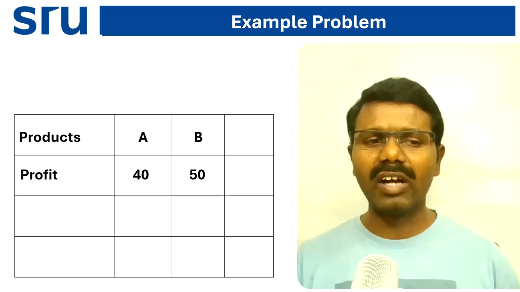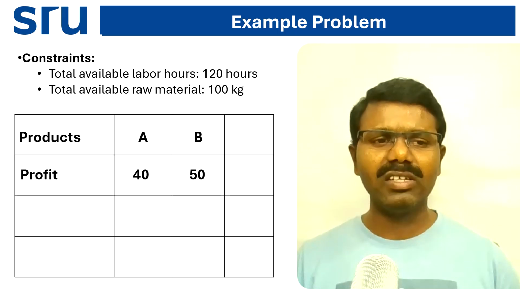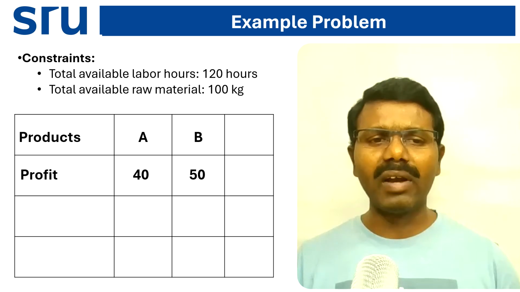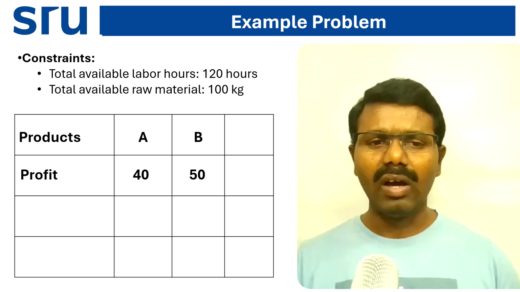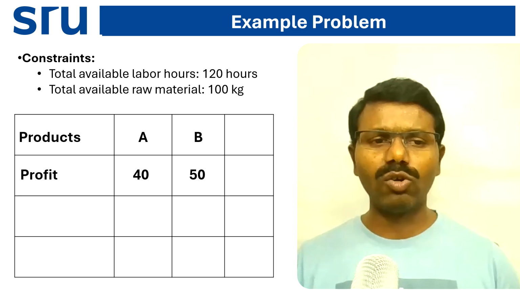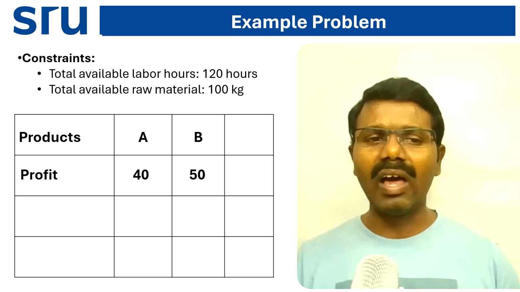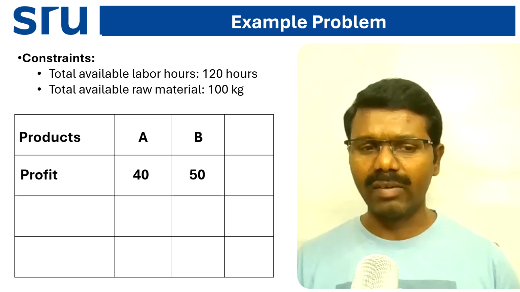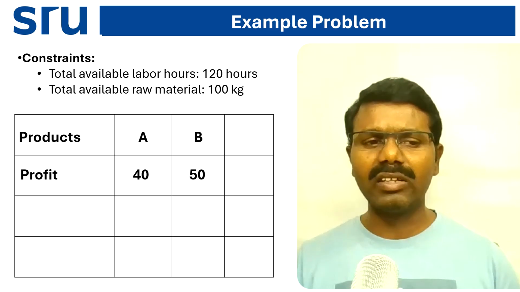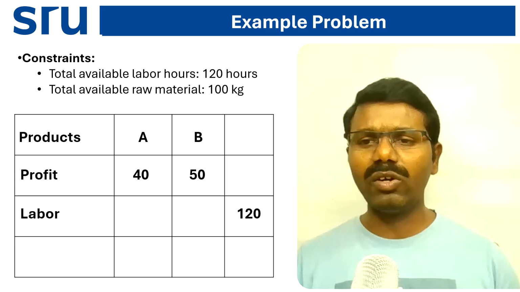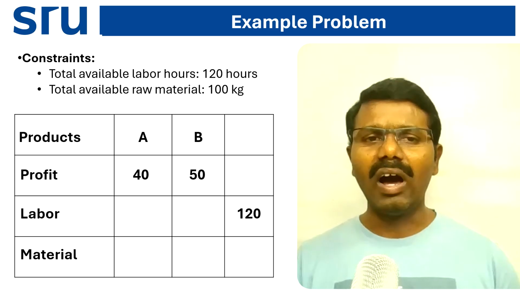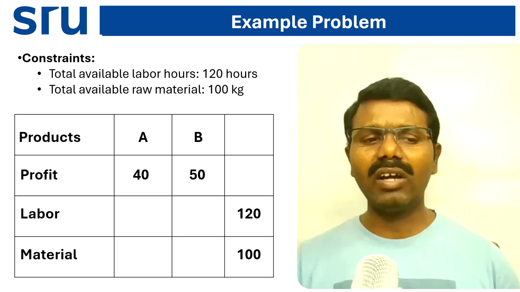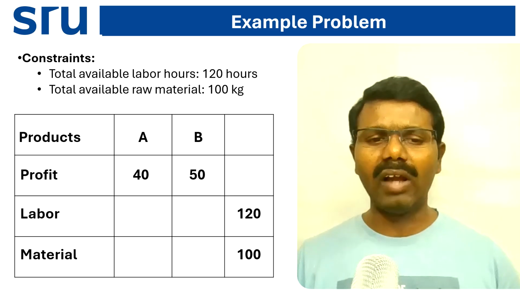Afterwards, let us see the constraints. The total available labor is 120 hours. The total available raw material is 100 kg. Here they are giving the total number of labor hours available and the total raw material available. So let us write in the third row: this is the labor, and the labor is 120, and the material is 100 kg. These are the total labor and material available.